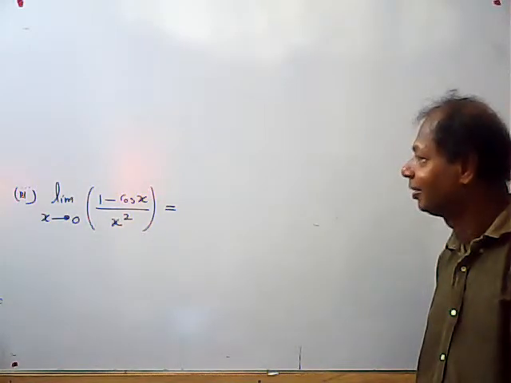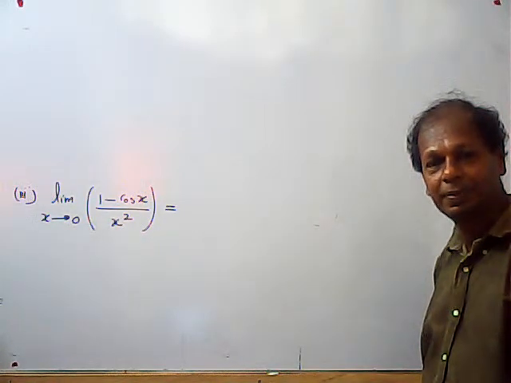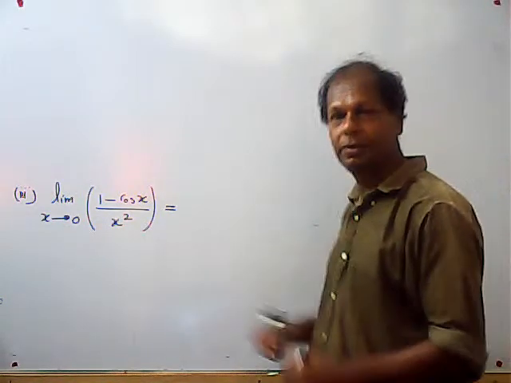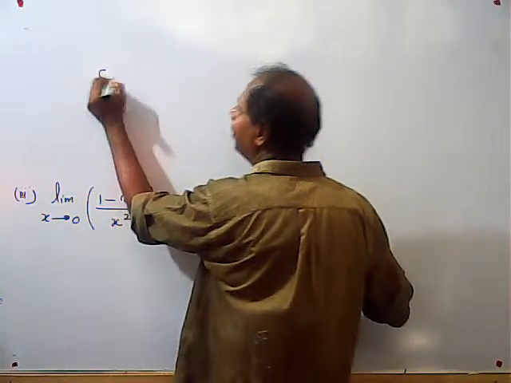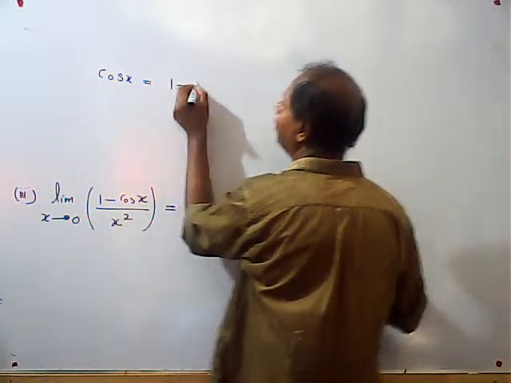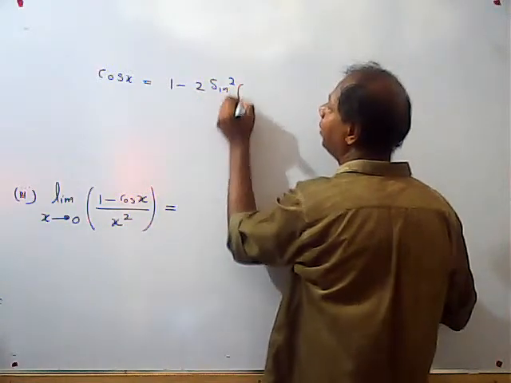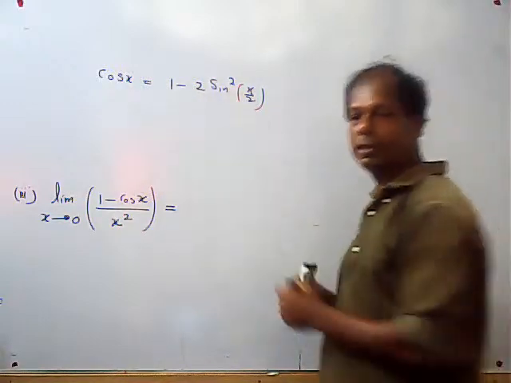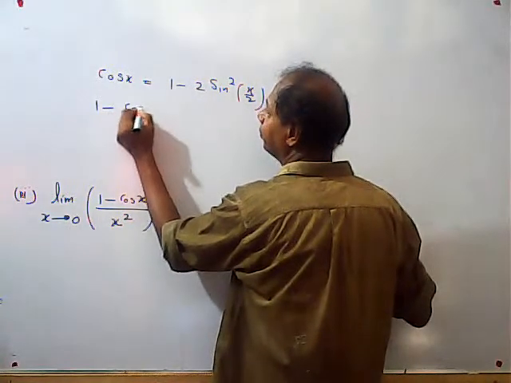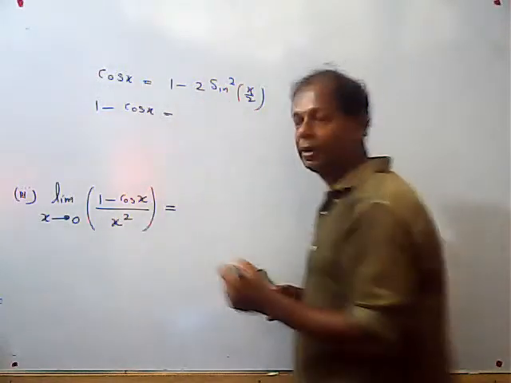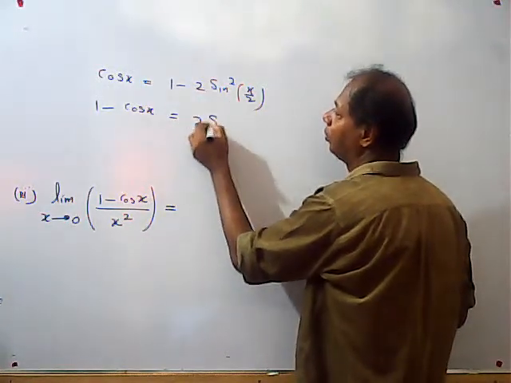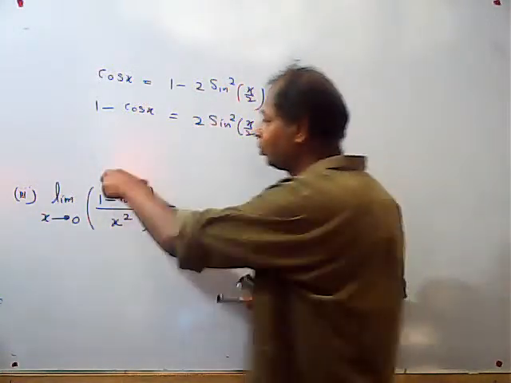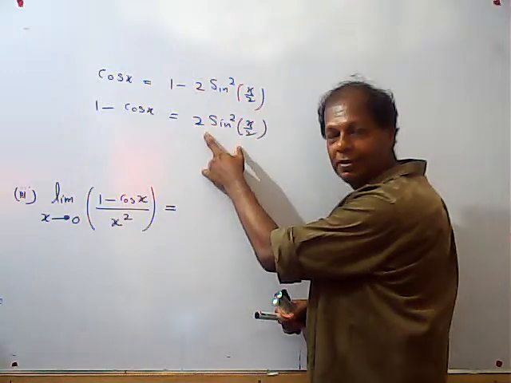Hmm? What does this remind you? To connect with our theorem, you should remember this thing, the half angle formula. Cos x is equal to 1 minus 2 sine squared x over 2. So 1 minus cos x is equal to 2 sine squared x over 2. Right? So this numerator can be replaced by this.